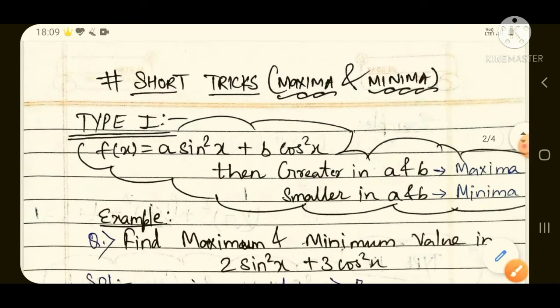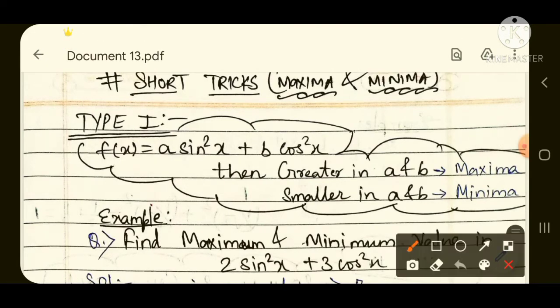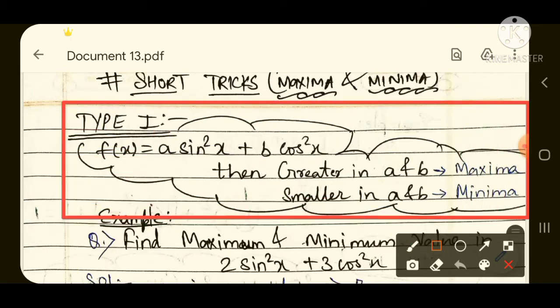So in this we are going to learn about maxima and minima as I mentioned earlier. So this is going to be our type 1 question, and in this type of question I will put it in a rectangular box, the trick one. When the question is coming in this format only, a sin square x plus b cos square x, then find the maximum and minimum value. For example, I would take a few examples also.